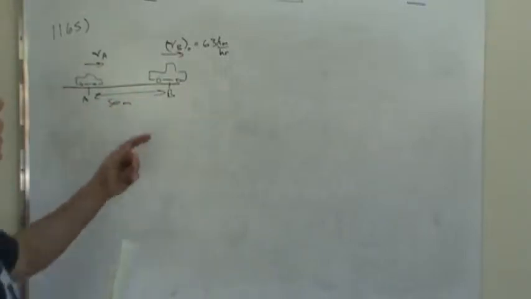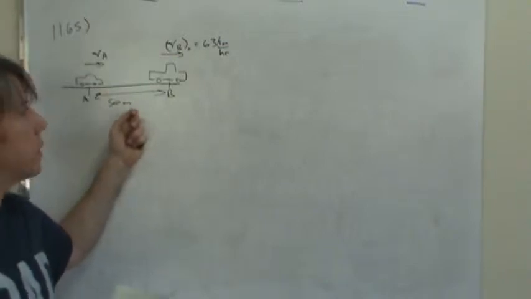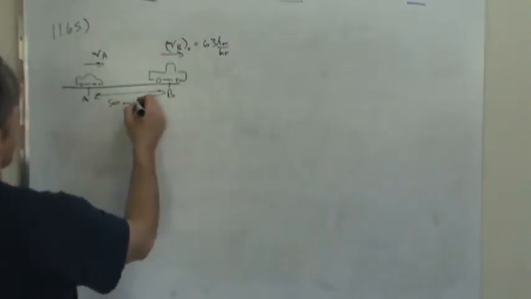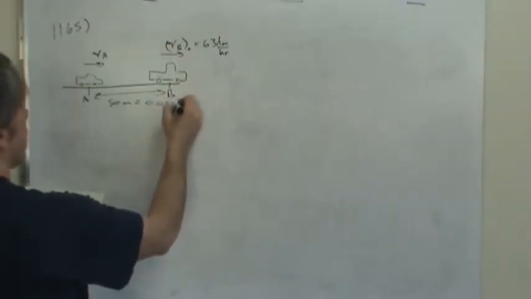Now, we've got kilometers per hour here, we've got meters here. It's probably best to change to a consistent unit for measuring length. So let's just convert the 50 meters to kilometers. That would be 0.05 kilometers.